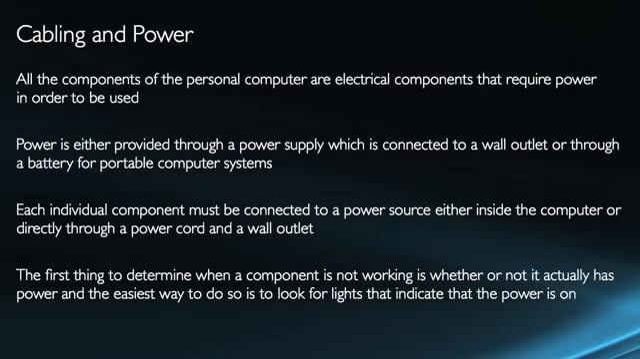Now, all the hardware components in a personal computer are electrical components, and if they're electrical components, that means they require power in order to be used. Power is either going to be supplied through a power supply, and that power supply can be connected to a wall outlet, or through a battery for portable computer systems. So desktops will have a power supply, and they must be plugged into the wall to receive the electricity required to power the system on.